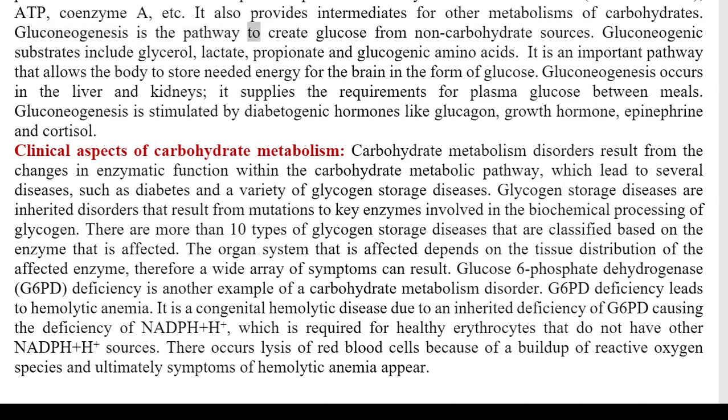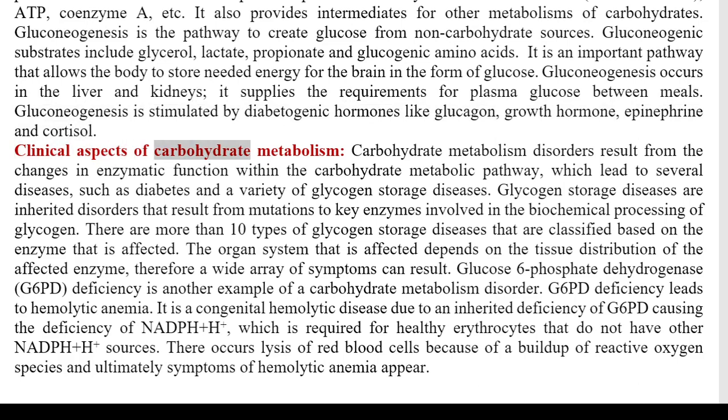Gluconeogenesis is the pathway to create glucose from non-carbohydrate sources. Gluconeogenic substrates include glycerol, lactate, propionate and glucogenic amino acids. It is an important pathway that allows the body to store needed energy for the brain in the form of glucose. Gluconeogenesis occurs in the liver and kidneys. It supplies the requirements for plasma glucose between meals. Gluconeogenesis is stimulated by diabetogenic hormones like glucagon, growth hormone, epinephrine, and cortisol.